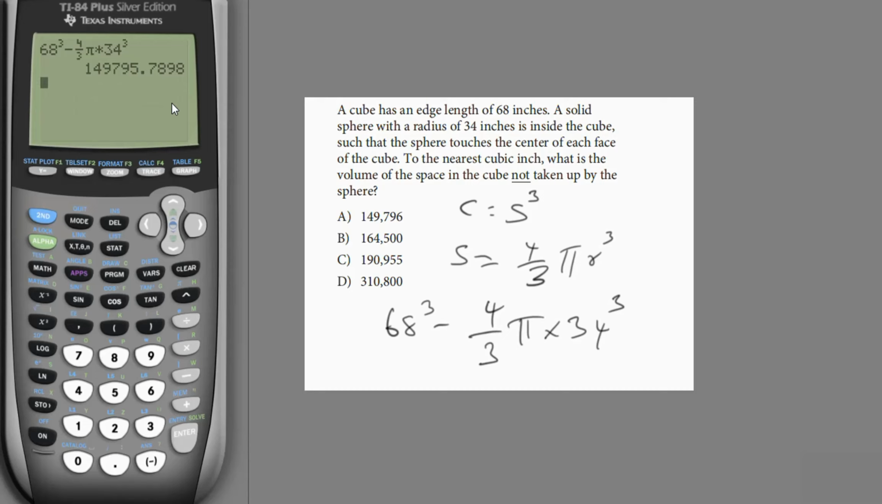So we are asked for the nearest cubic inch. Let's approximate. This 7 is up to 5, right? So we round up, and it will now be 149,796 cubic inches. So the right answer is option A.